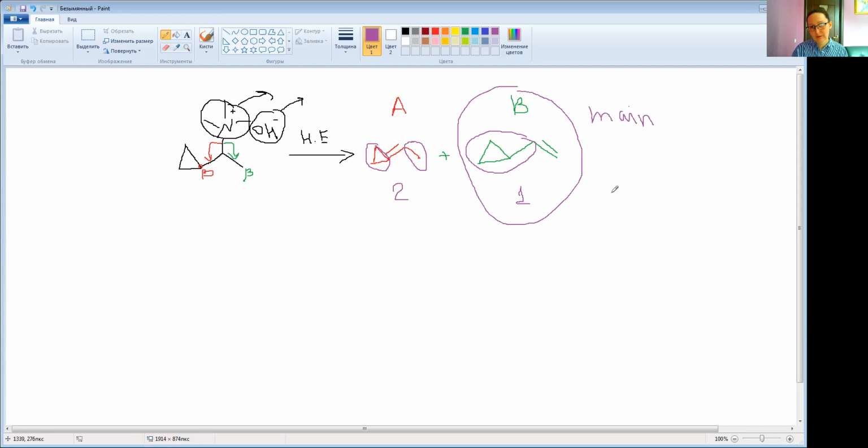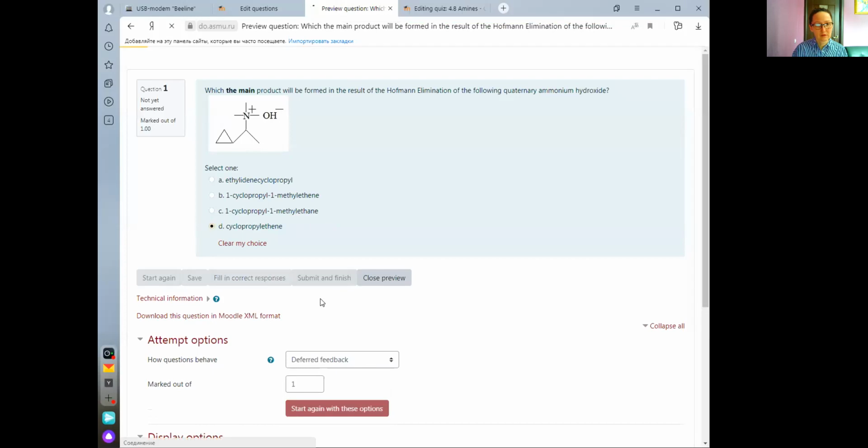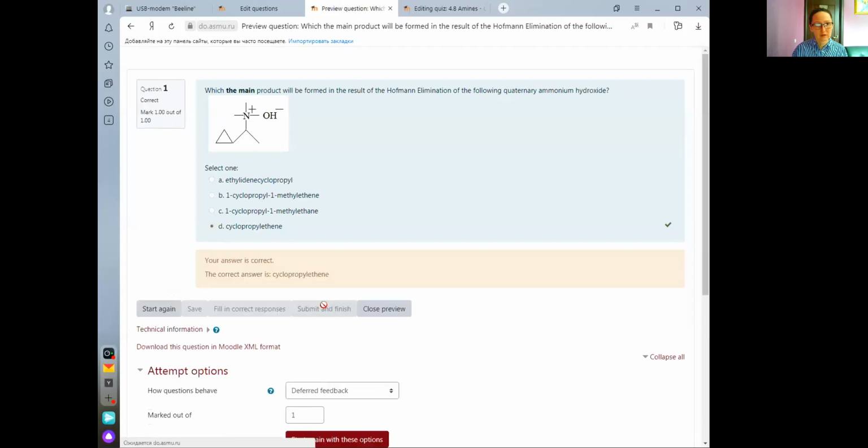Name this main product. I see ethene, and I see cyclopropylethene. Let's look at the variants of the answer. Cyclopropylethene, it's here. Correct, very good.